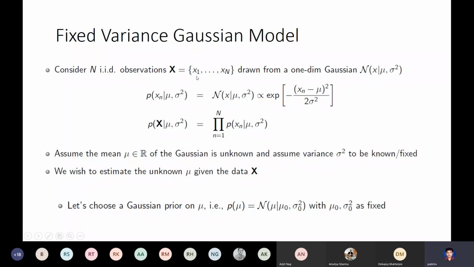See, if I assume x1 to xn are independent, then the probability of x1 and x2 and x3 up to xn, which I call capital X, this set, is nothing but the product of these Pn because they are independent. So it is P(x1 given mu) times P(x2 given mu) up to P(xn given mu).